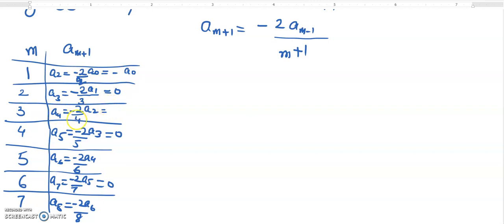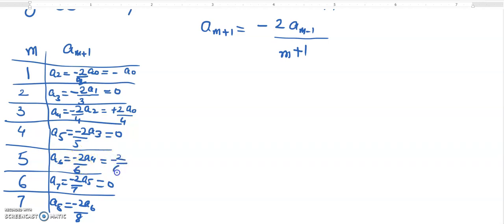And how about this? a4 is equal to minus 2 over 4 a2. So what is this? Minus 2 a2, and a2 is equal to minus a0, so it is plus 2 a0 over 4, right? Plus 2 a0 over 4. And then what will it be? It is minus 2 by 6.